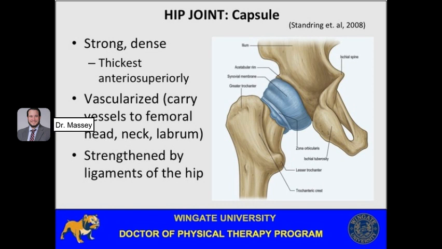And the joint capsule, this is a very strong and dense structure here. It's going to be the thickest in that anterior superior aspect there. Again, vascularized and carrying vessels up to the femoral head, neck, labrum there. So strengthened by ligaments of the hip, which we're going to get into very shortly. And also remember what we talked about previously. So from this posterior view, we can see how it comes to about mid-femoral neck, and in the anterior view, which we don't have here, we would see it coming down to that intertrochanteric line.